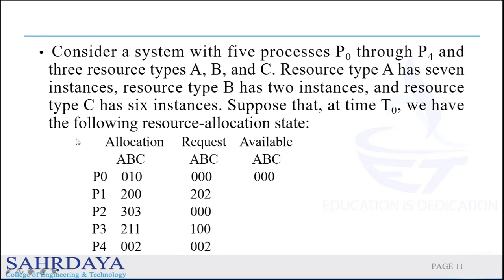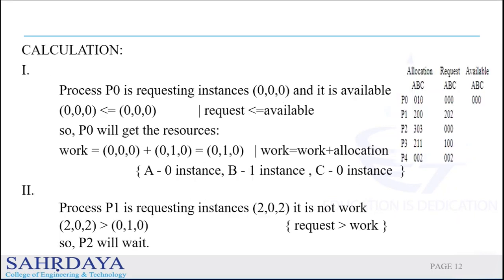In the table consisting of various processes, allocation, request, and available instances of various resources with respect to the various processes. Now we are moving to the calculation part.